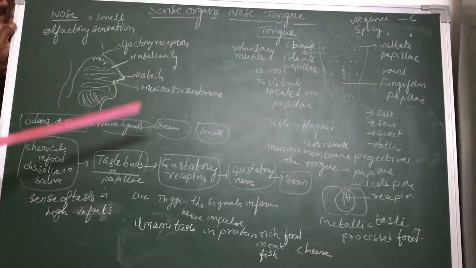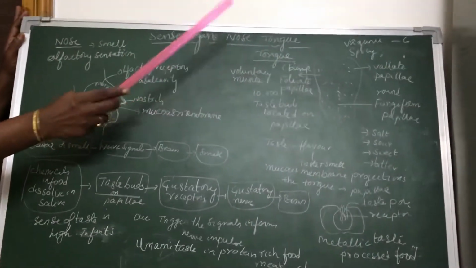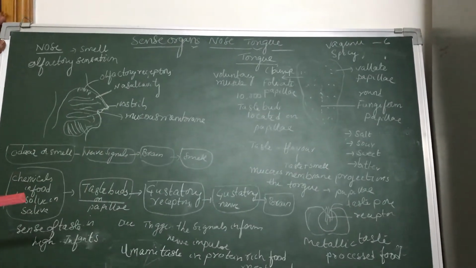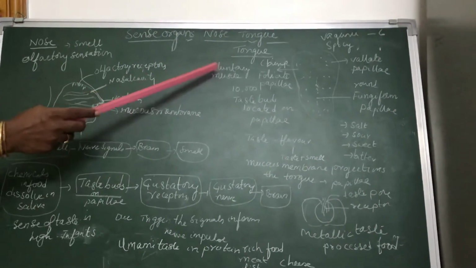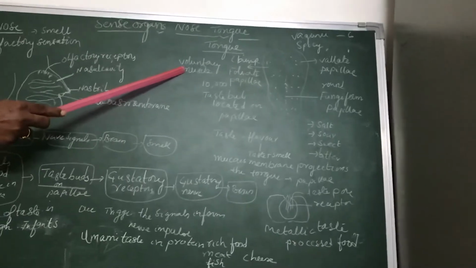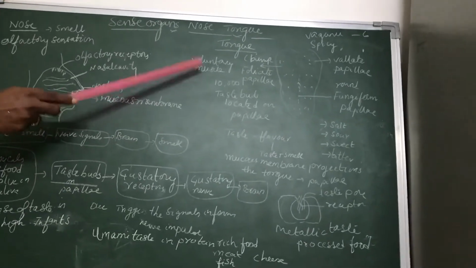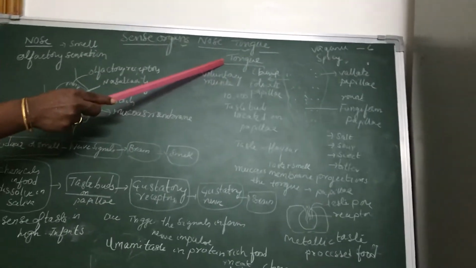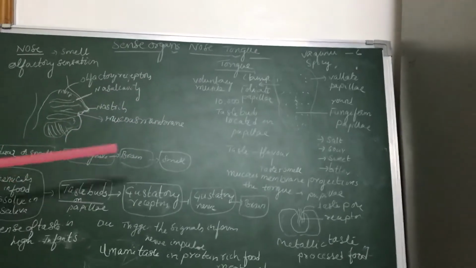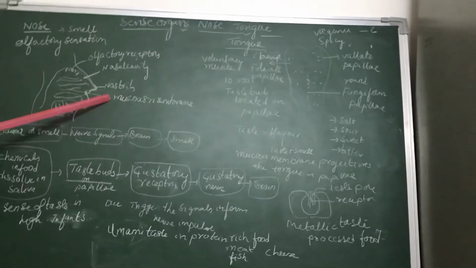Now let us discuss another important sense organ, the tongue. You know, the tongue is very important. The tongue is a highly muscular, voluntary muscular organ, and it helps to taste the food material. Taste and smell are closely related.